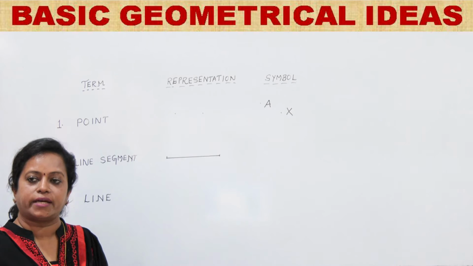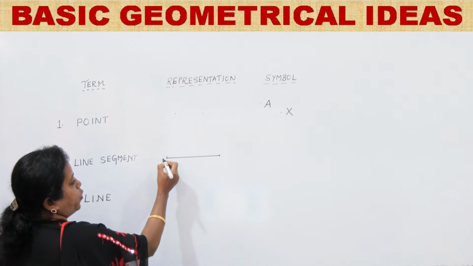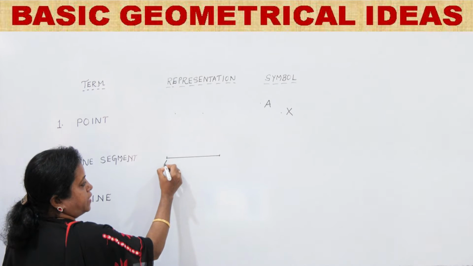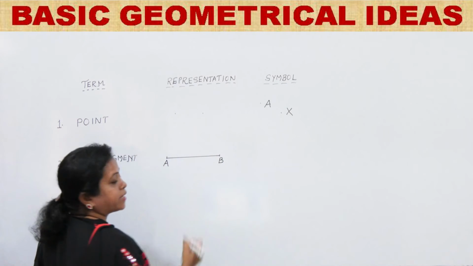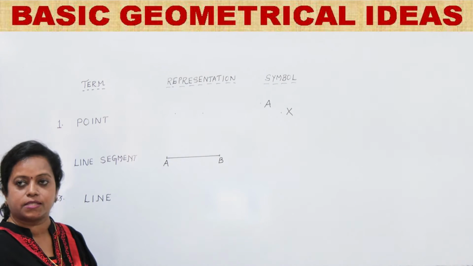And now that you know how a point is shown, this point I will show with a capital letter and this with another capital letter. So how will I represent a point?